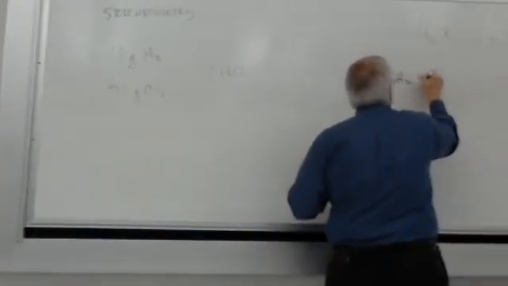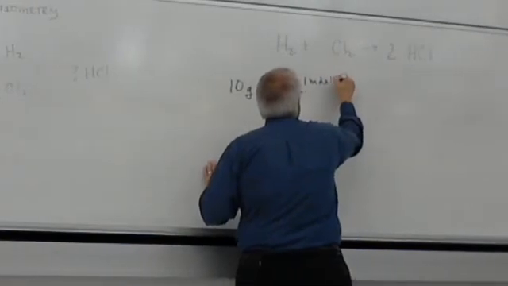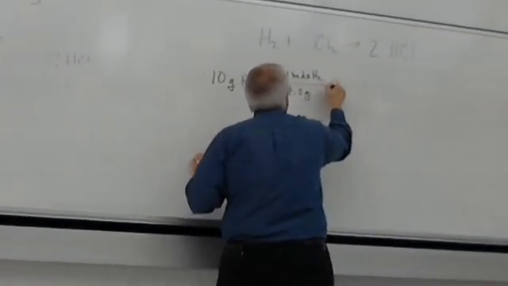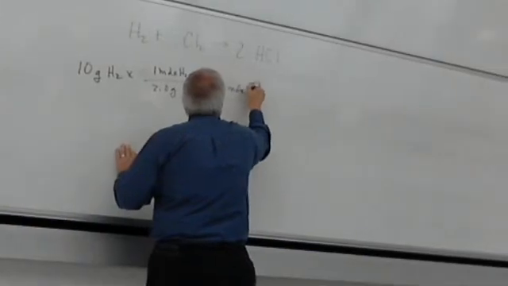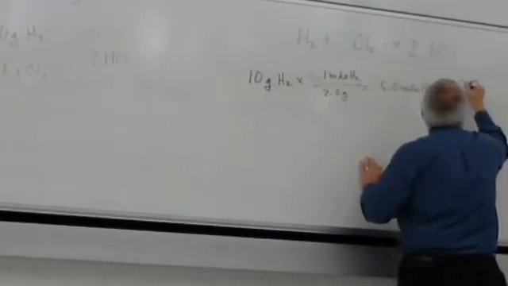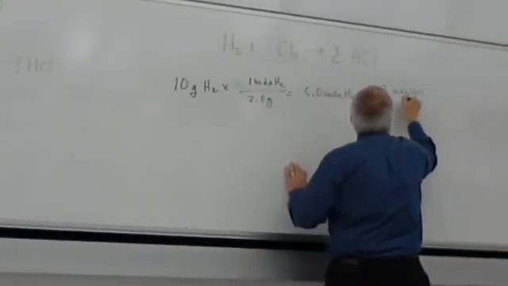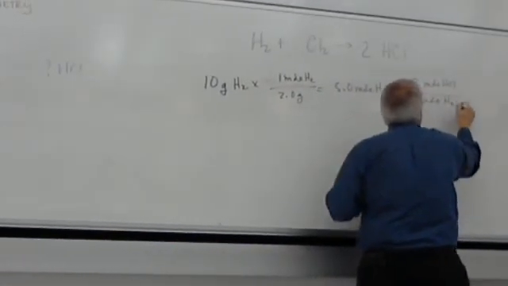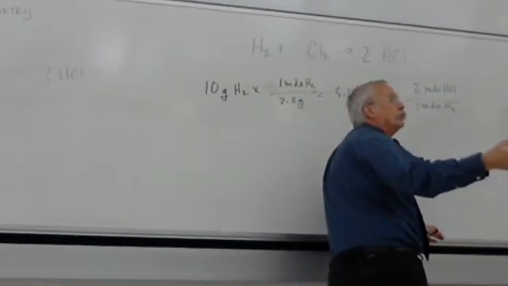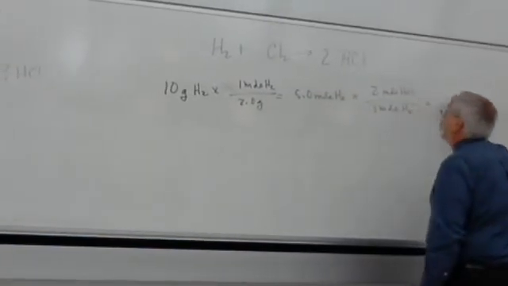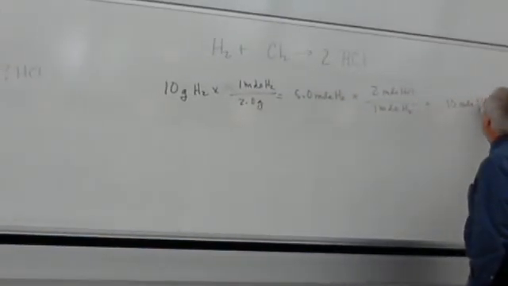So I would do exactly what I did a second ago. 10 grams of hydrogen times 1 mole of hydrogen per 2 grams gives me 5 moles of hydrogen, and I can make 2 moles of HCl for every 1 mole of hydrogen. You already had this in your notes. So this is 10 moles of HCl. Voila, there's our first step. Let this sit for a minute and we'll consider the second step.